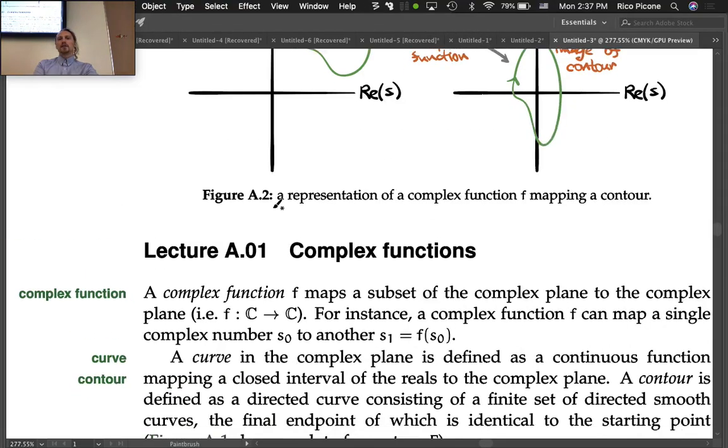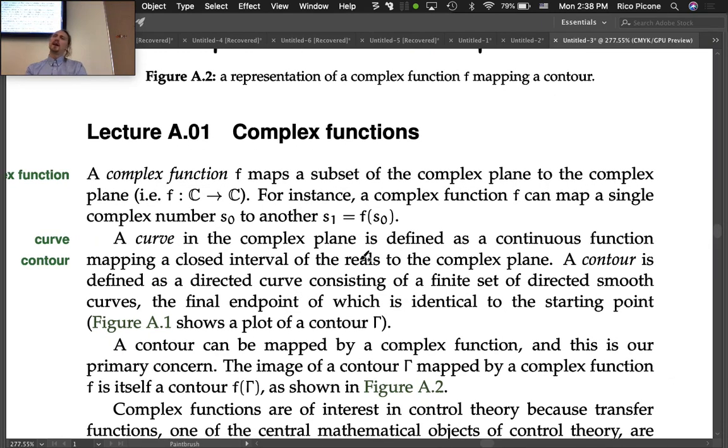Okay, so lecture A1, complex functions. I wanted to review this before we did lecture 5.2, because in lecture 5.2, we're going to really want to have a good intuition for evaluating complex functions. In particular, we want a good intuition for the geometric interpretation of the evaluation of a transfer function at a given point in the complex plane, at a given test point. So we'll unpack that a little bit.